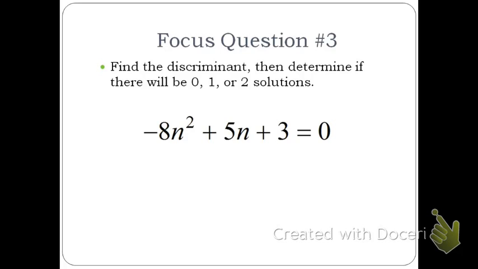Try 3. What's our formula? B squared, can you say it? Minus 4AC. Check your algebra formula sheet. This one might be on there, so you may not have to memorize it. So B squared, that's 5 squared.